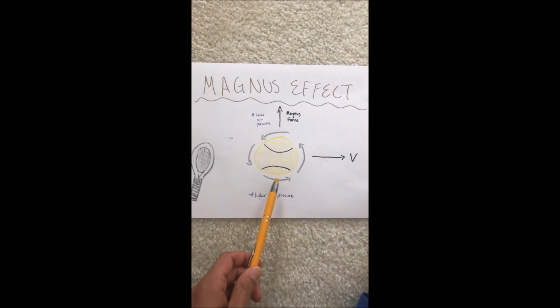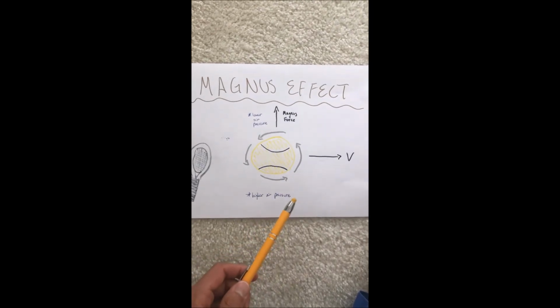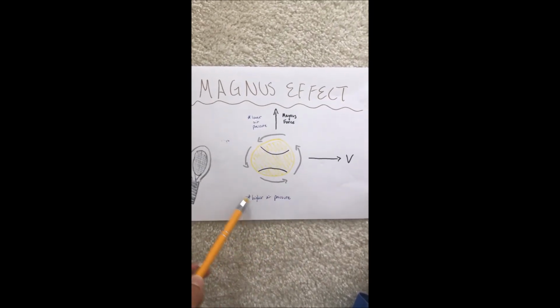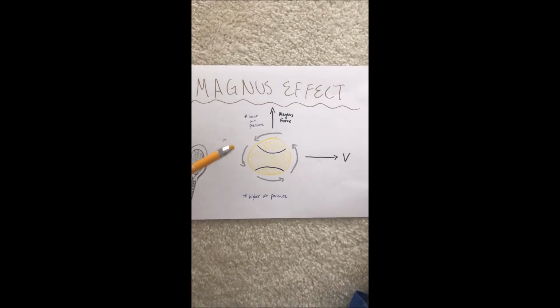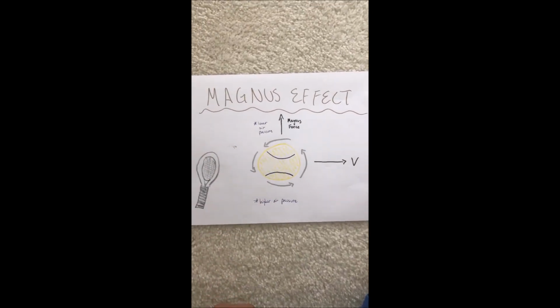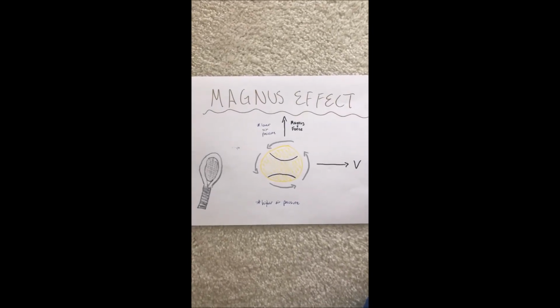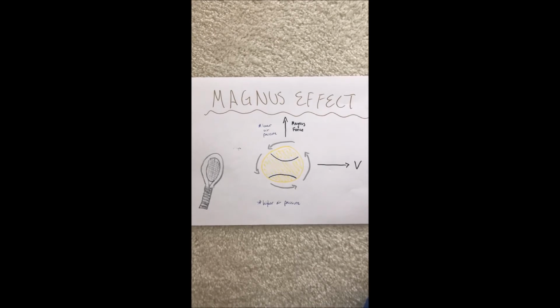If the rotation of the ball is going in the opposite direction, that's what's called topspin, and the higher air pressure and lower air pressure would be switched, and the Magnus force would come down. So this helps tennis players hit the tennis ball hard with lots of impulse, but keep the ball from flying out of bounds.